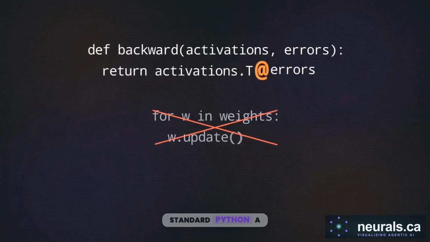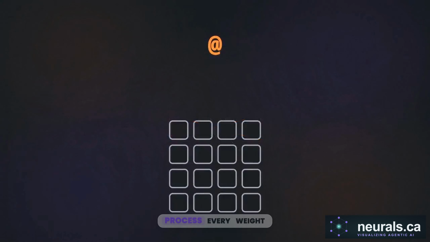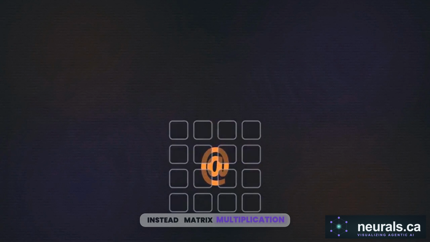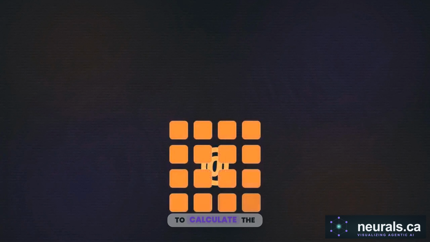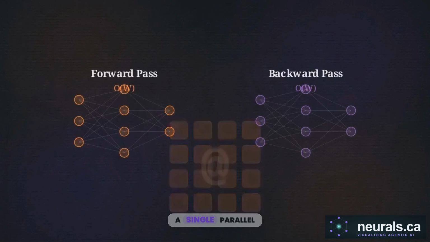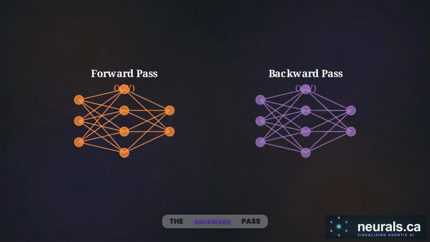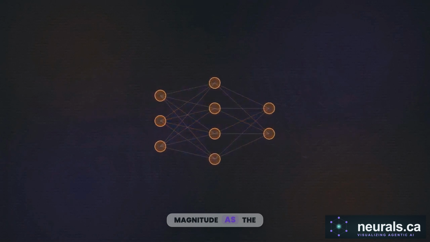In standard Python, a loop would force the computer to process every weight connection one at a time, creating massive computational overhead. Instead, matrix multiplication allows the hardware to calculate the layer's gradients in a single parallel sweep. By calculating weight changes simultaneously, the backward pass costs the same magnitude as the forward pass.